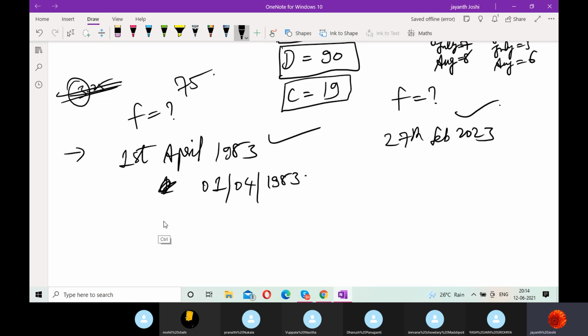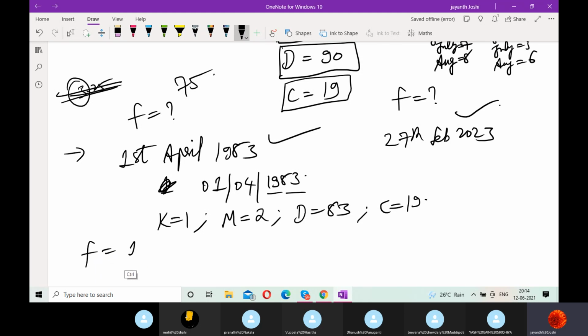So what will be K here? 1, correct? What will be M? It is April, correct? So we will take 2 because the count starts from March. March and April. April is the second month. And D is the last 2 digits of the year, and C is the first 2 digits of the year, correct? So we'll put all this here. 1 plus 13 into 2 minus 1 whole divided by 5 plus 83, correct?